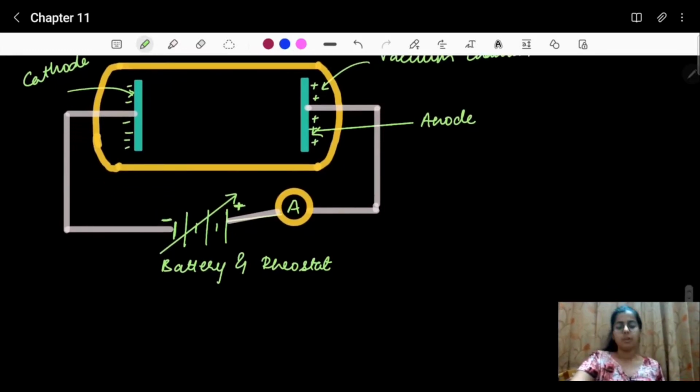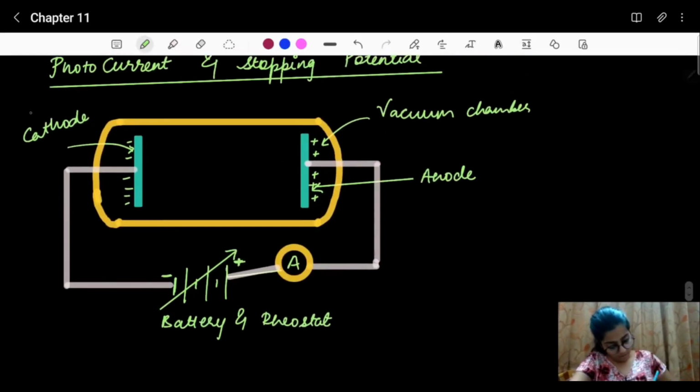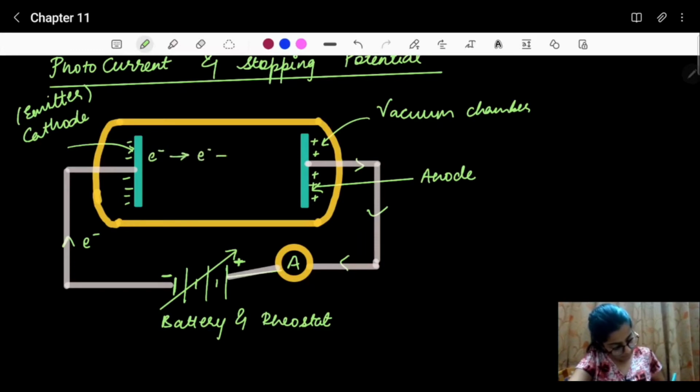So what happens? This cathode is also called the emitter. From this, the electrons are emitted and move out. Here this is a circuit, so from this the electrons will go like this. Electrons come out from the cathode, and this is the anode, which is called the collector.